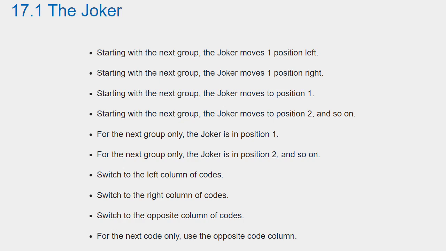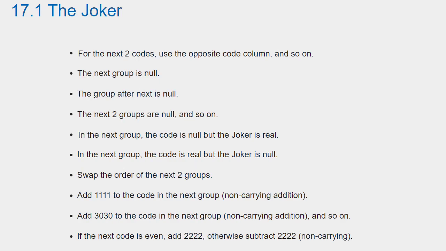Switch to the left column of codes. Switch to the right column of codes. Switch to the opposite column of codes. For the next code only, use the opposite code column. For the next two codes, use the opposite code column, and so on.